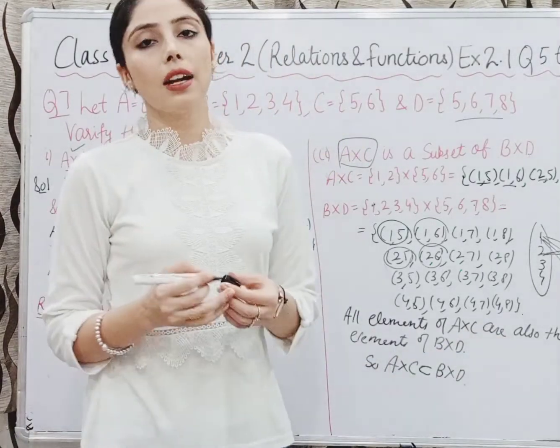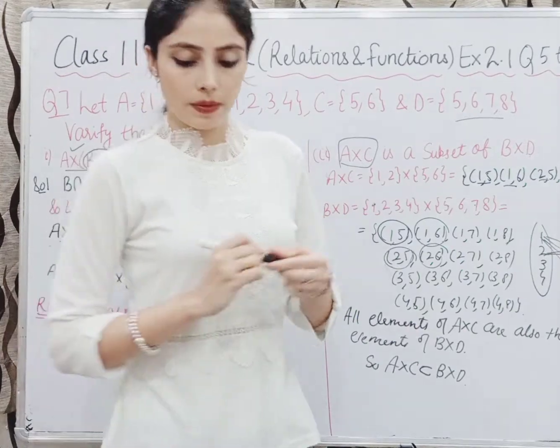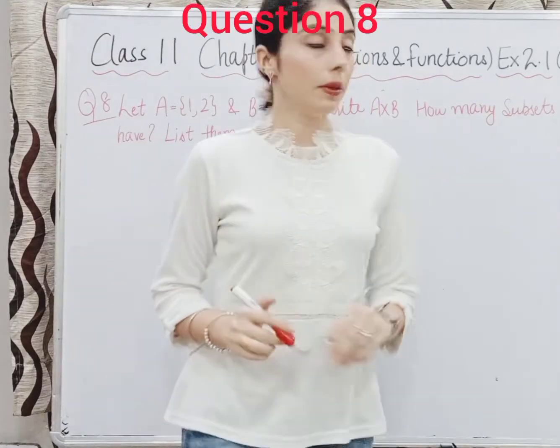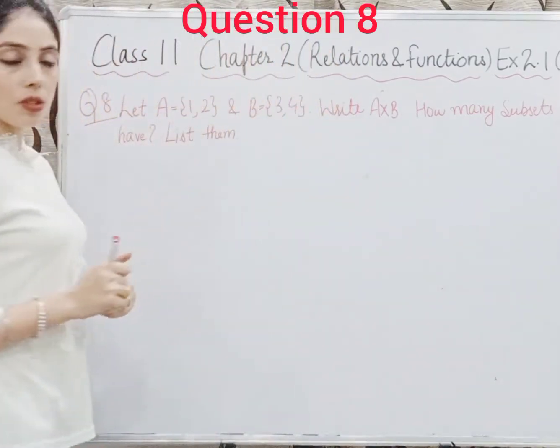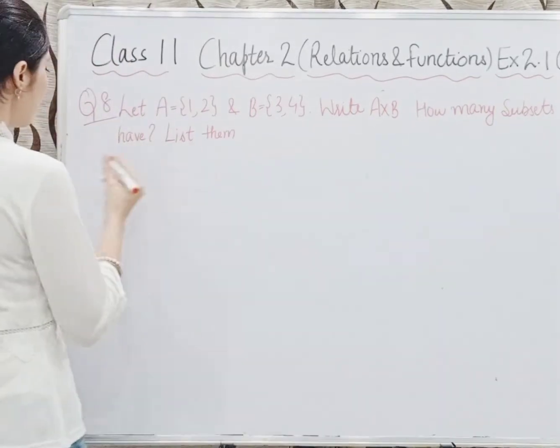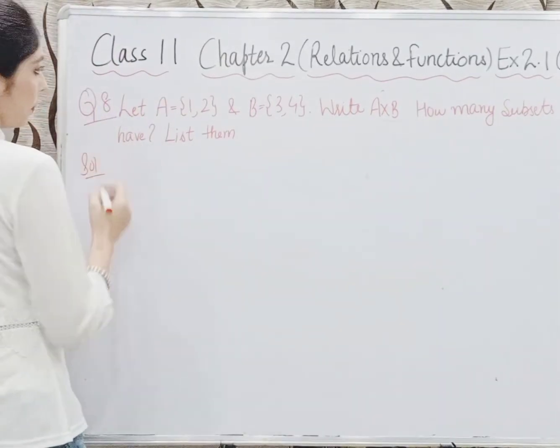So the second part is also verified. Let's discuss question number 8, which is: if A is equal to {1, 2} and B is equal to {3, 4}, we have to write the Cartesian product of A and B.